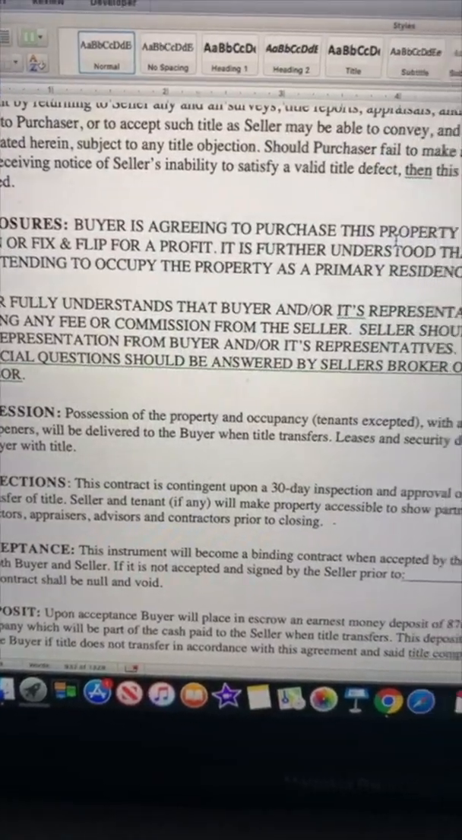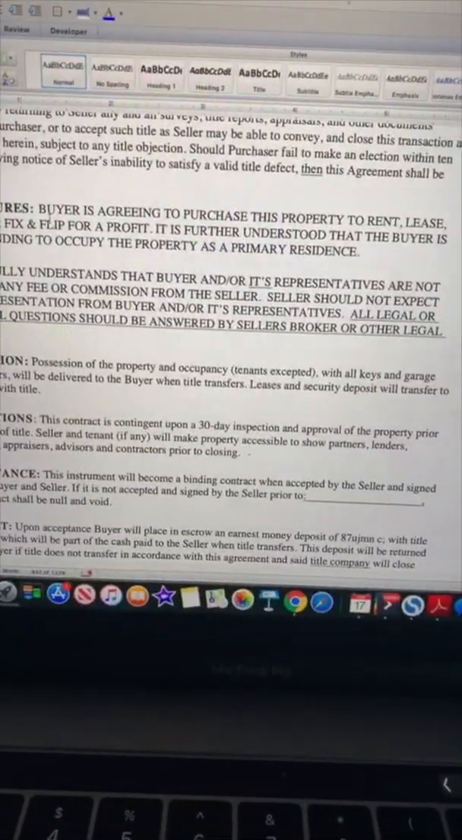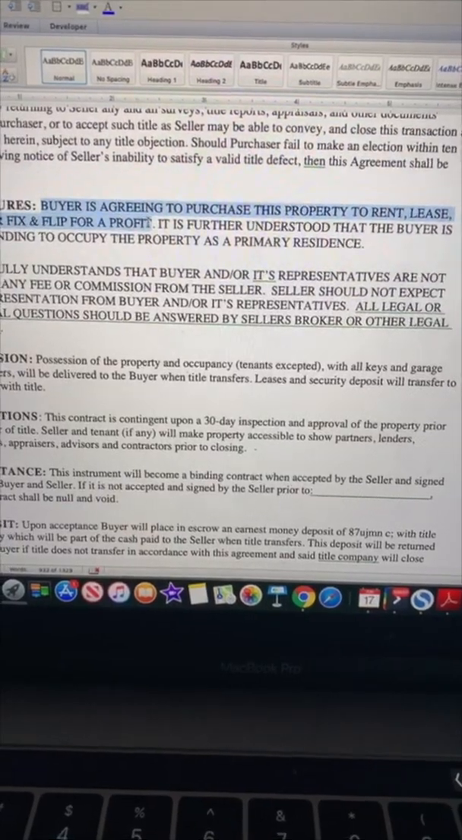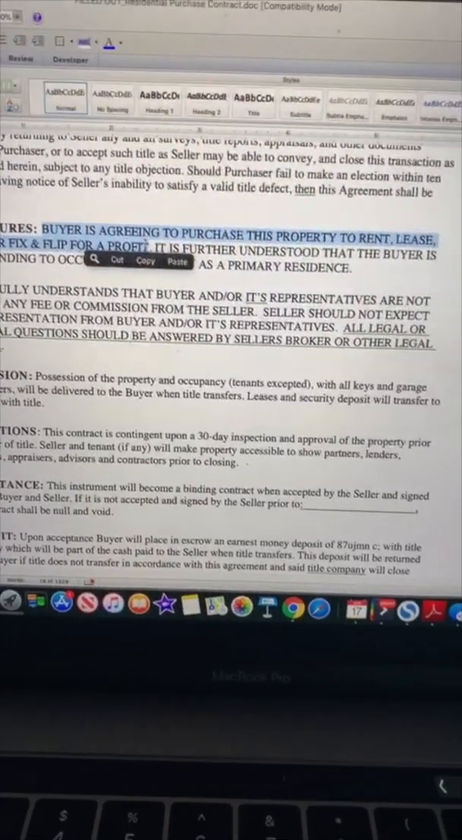property to rent, lease, assign, fix, flip for profit right here. So buyer, we're basically doing this for a profit. And here's the thing to know: I tell the seller that I'm not going to live in the property. I am only buying this property for a profit. That's why I'm here. And I don't know if I'm going to rent the property. I don't know if I'm going to fix and flip the property. I don't know if I'm going to flip it to another investor.